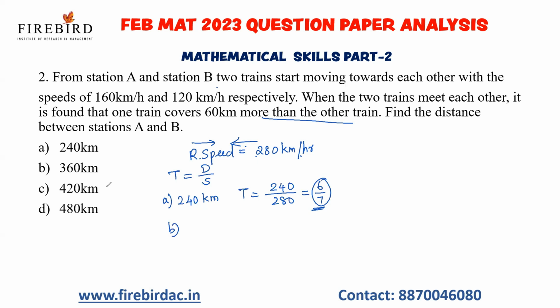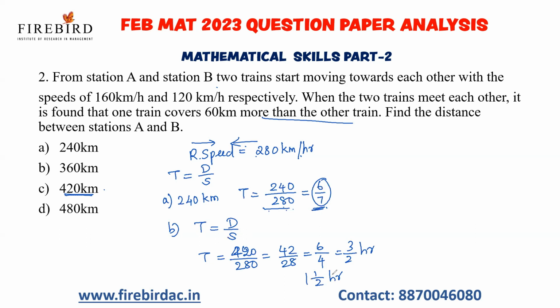So I'll check, because 280 is fixed, right? Why is it fixed? It is a relative speed. So I have to check the values which are multiples of 7, right? 280 comes under 7. So same, 420. If I take 420, time is equal to distance by speed. Time is equal to 420 by 280. I'll get 42 by 28. If I cancel in terms of 6 by 4, it is equal to 3 by 2 hours. 3 by 2 hours is nothing but 1.5 hours. That is the time taken by both trains to meet at a point: 1.5 hours.